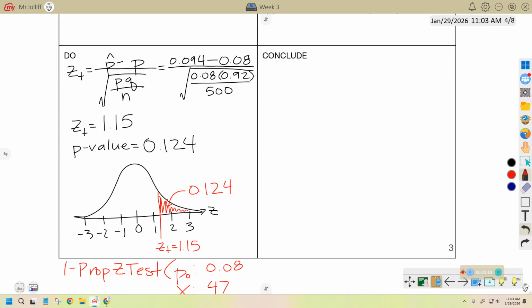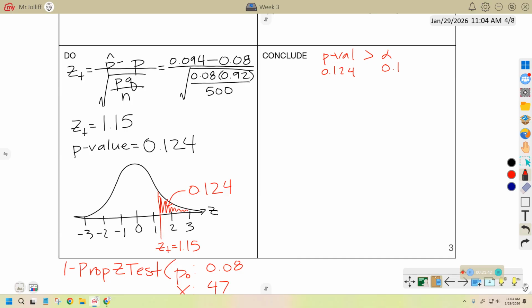I'm inside 2 standard deviations, and my alpha is what? 0.1. Yeah, so when I go to compare my p-value to my alpha, 0.124 is greater than 0.1. When the p-value is low, reject H0. Our p-value is not low. We should not reject the null.